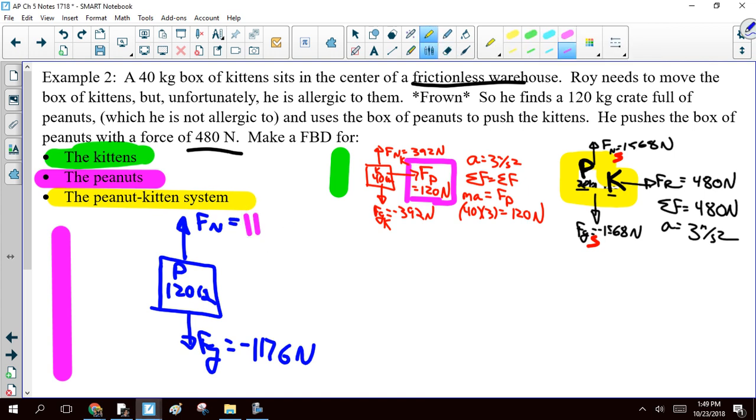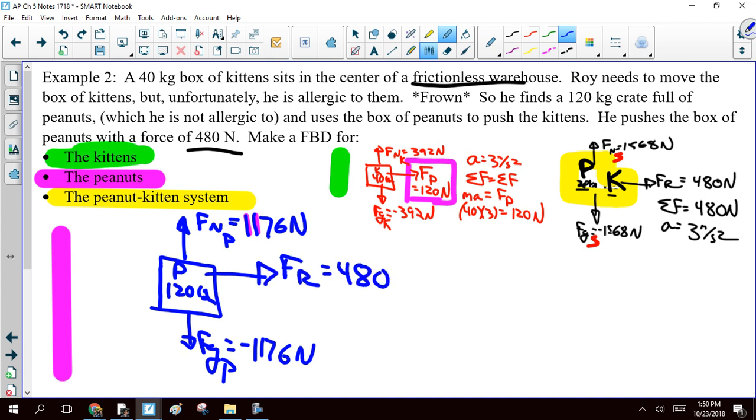Oh my glob, 1176 newtons, right? I need to give these a new name. This is the normal force on the peanuts, and the force of gravity on the peanuts. All right, what pushes the peanuts forward? Roy does. And we know that his force is 480 newtons, right? That was given to you in the problem.